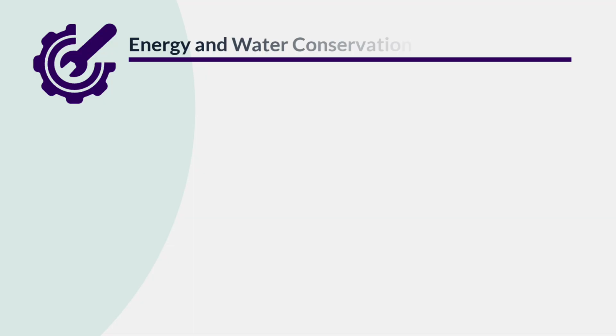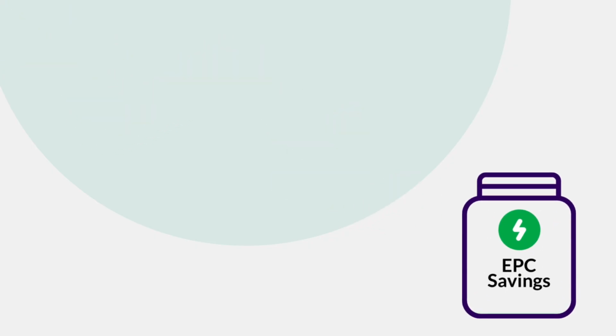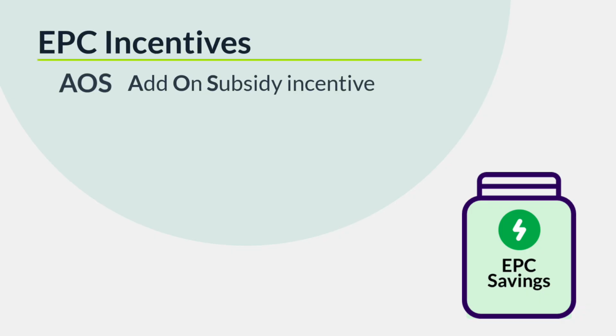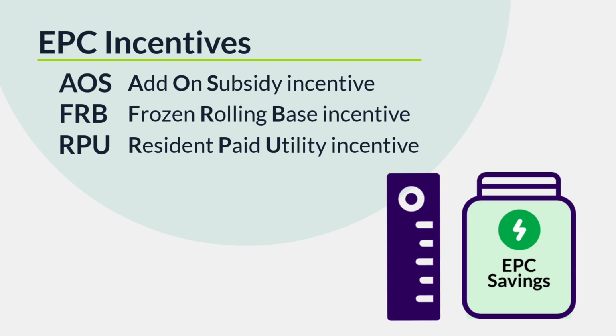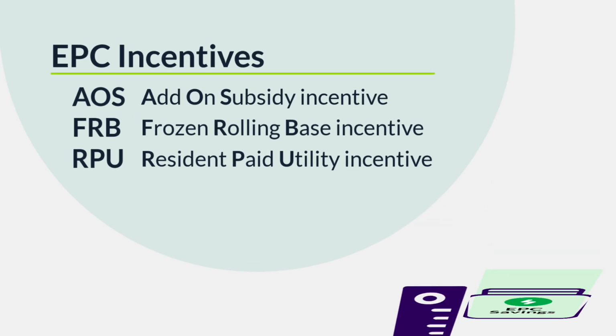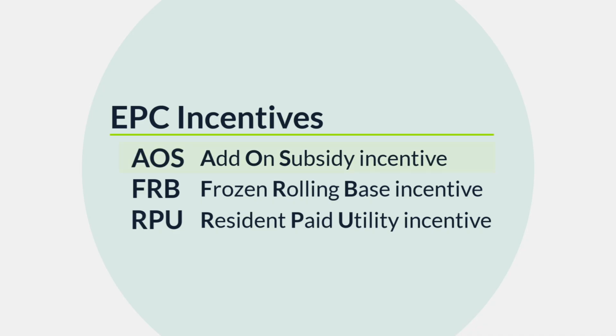When implementing an EPC, your PHA installs energy or water conservation measures, called ECMs. These measures reduce utility consumption and create savings for your PHA. To maximize savings, the EPC program offers 3 incentives: the Add-On Subsidy incentive, the Frozen Rolling Base incentive, and the Resident Paid Utility incentive. These incentives are regulatory measures that also ensure EPC savings can be measured and verified by your PHA. This video focuses on the basics of the Add-On Subsidy or AOS incentive.